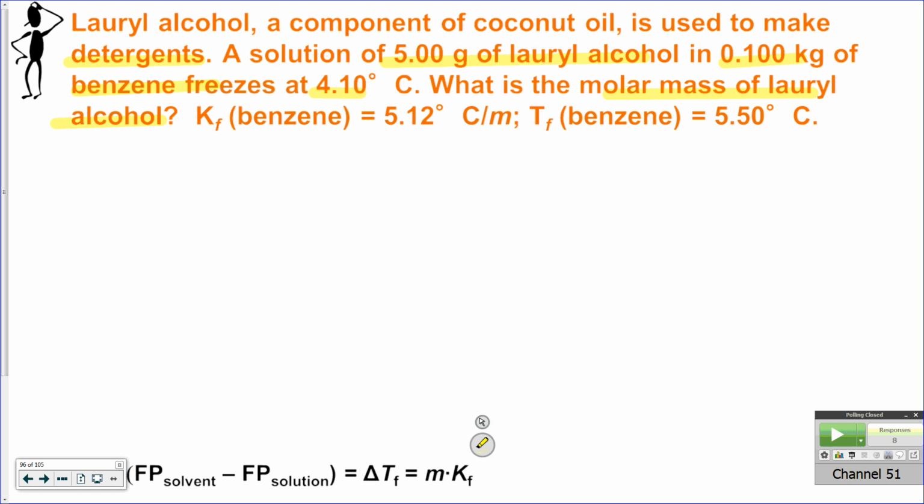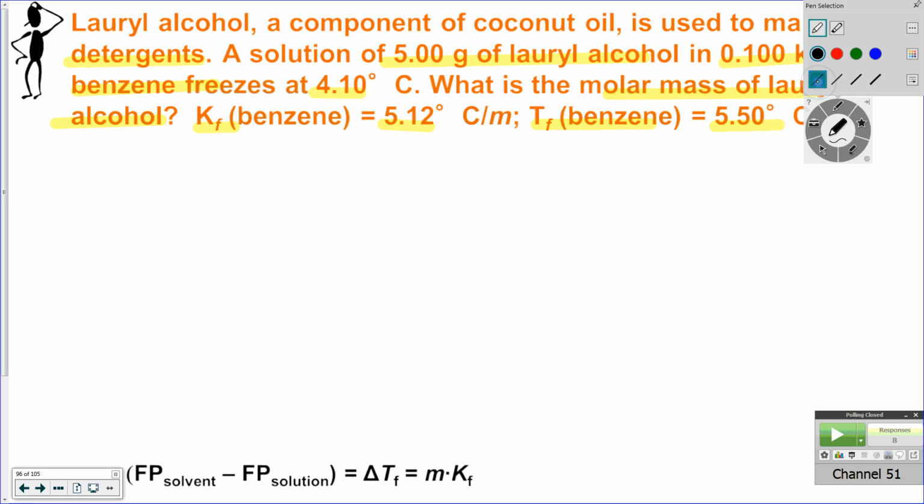The information that's given is the K sub F for benzene. This just came off that table we looked at. It's 5.12. And the freezing point of pure benzene is 5.5. And I've got some equations down here at the bottom that are the things that we're going to use through our calculations. All right, so let's get these things out of the way.